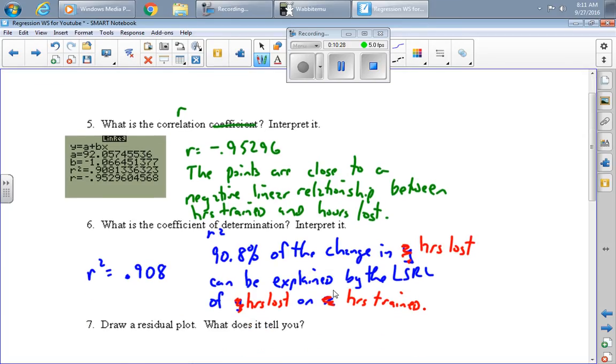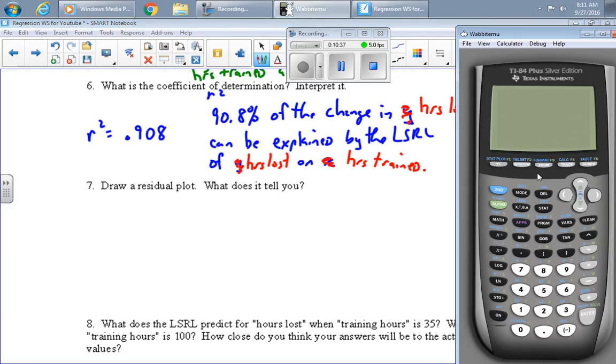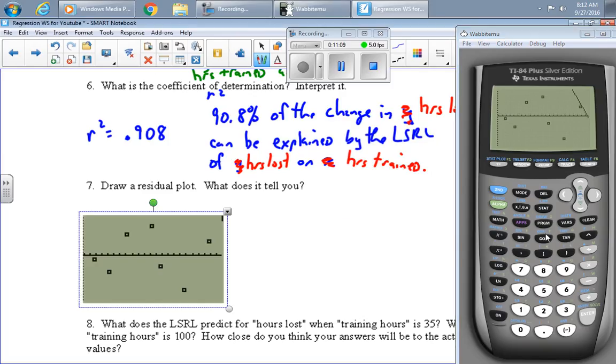Draw a residual plot. So a residual plot tells me the points that are left over. The difference, if I graph this, it's the difference between the points in the line each time. And so one way to do a residual plot is to change this L2 to resids. So press second list and go down to the one that says resid. Now that's only done if you've done linear regression. So you have to have done linear regression first. So now my graph is L1 in resid. I press zoom 9 and I get this graph. This is a residual plot.